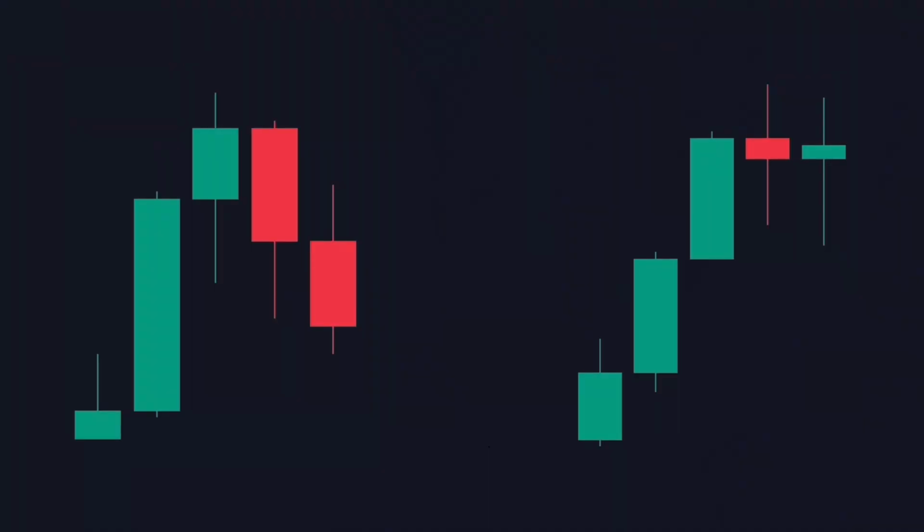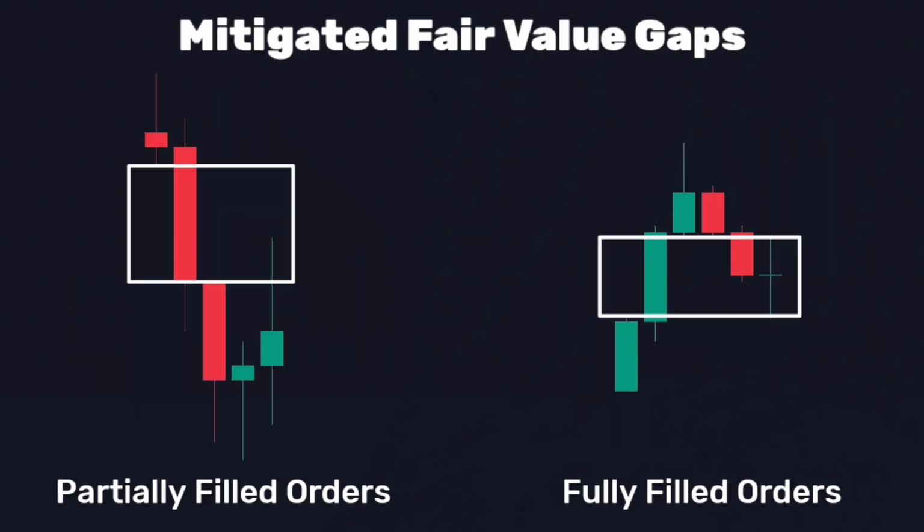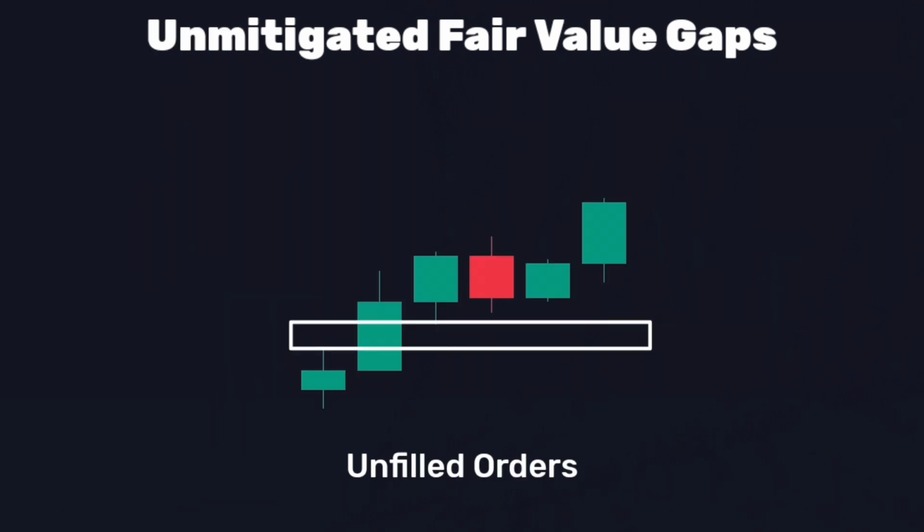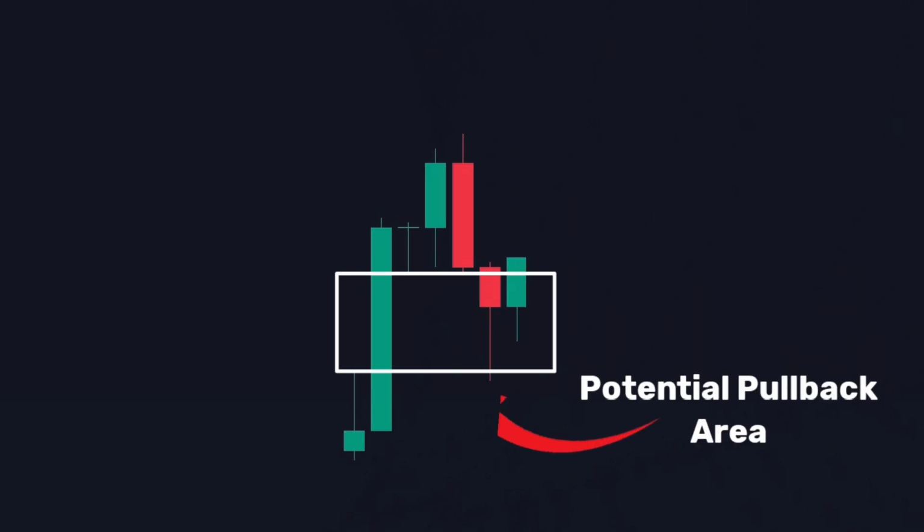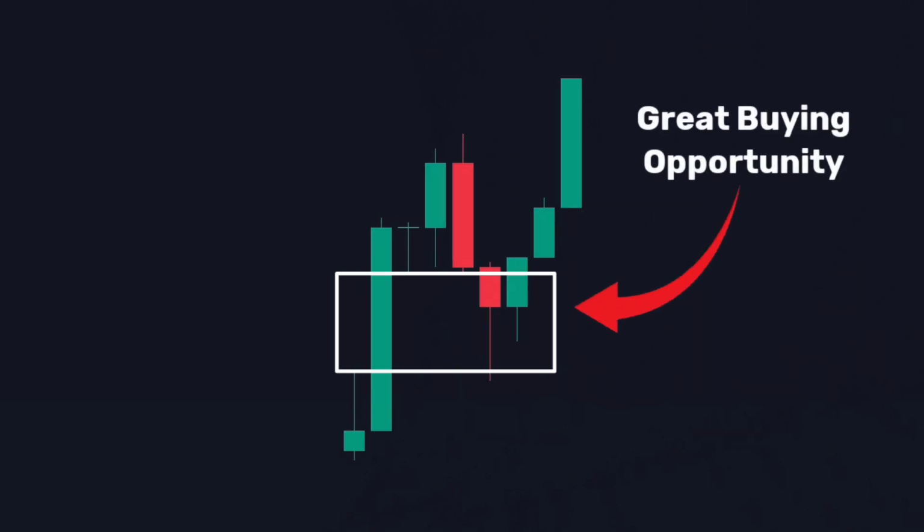When identifying fair value gaps on a chart, they can be categorized as either mitigated or unmitigated. A mitigated fair value gap is a gap that has been reduced or fully filled, reducing the imbalance by fulfilling some or all of the previous unfilled orders, as demonstrated in this example. Now, an unmitigated fair value gap refers to a gap that has not yet been filled or reduced. It remains prominent on the chart with the imbalance unfilled and its unfulfilled orders still intact, as shown in this example. As mentioned earlier, fair value gaps can act as magnets, serving as potential pullback areas for securing favorable entries.